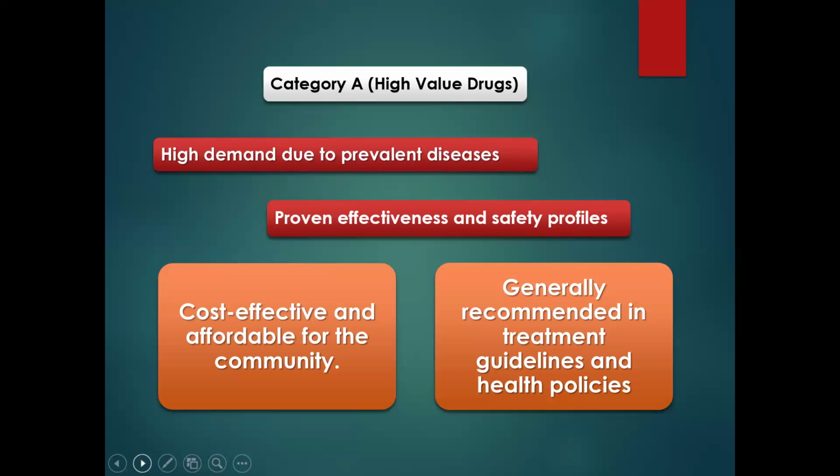Then the drug should generally be recommended in treatment guidelines and health policy. If you look at the national standing orders and other SOP documents, ORS is highly recommended. So these are the characteristics of drugs that must be included in category A under the ABC drug analysis.